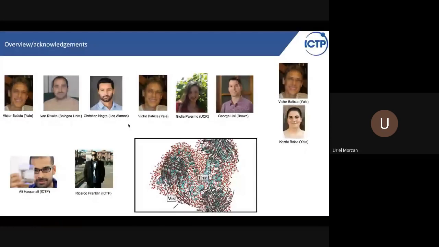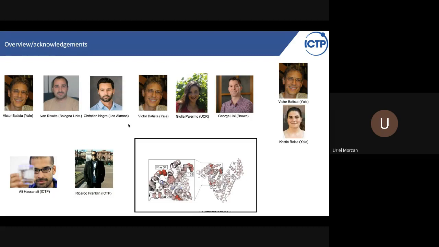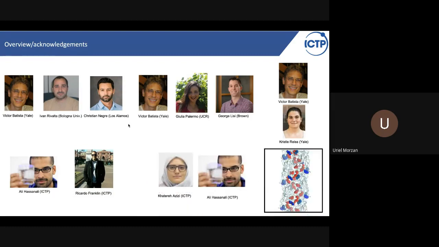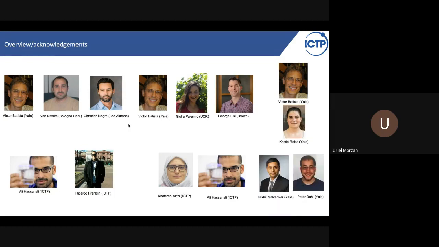We are also working with Hatalea Sisi and Ali Hassanali on the understanding of the optical properties of BSA. I think Hatare will talk about this. Also, we use similar techniques. And finally, we use this for a very, very different problem, to understand electron transfer in microbial nanowires with a very, very different physical principle, but with exactly the same data science methods. And this was done with Nikhil Malvankar and Peter Dahl.